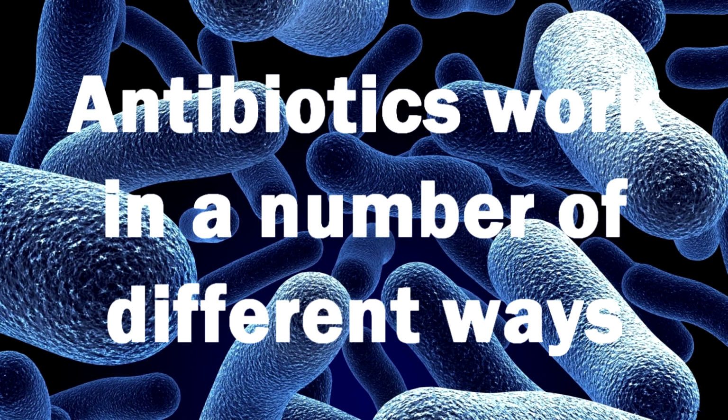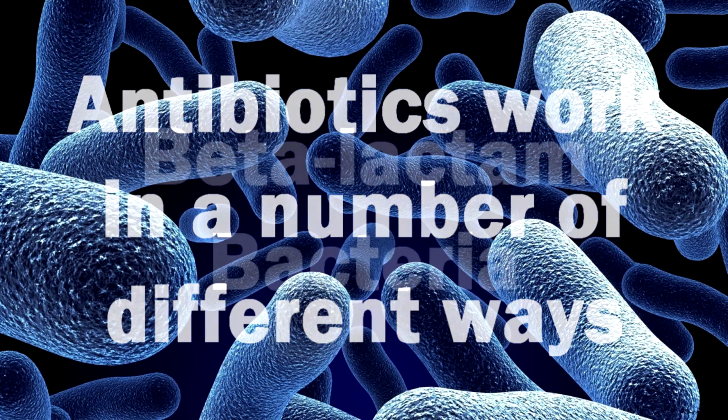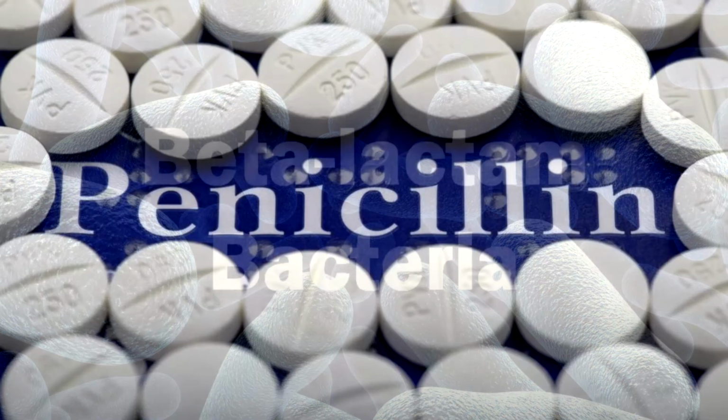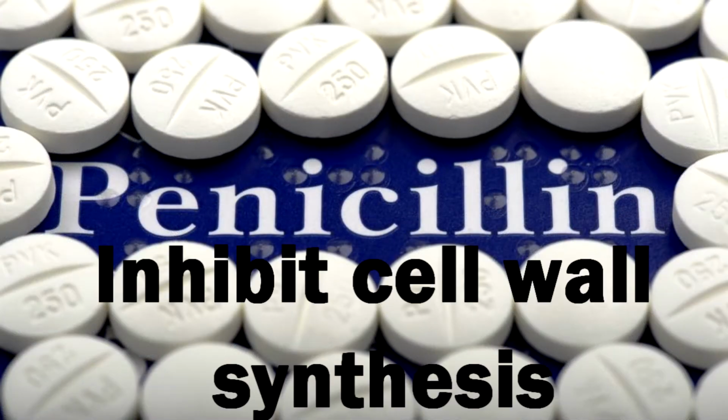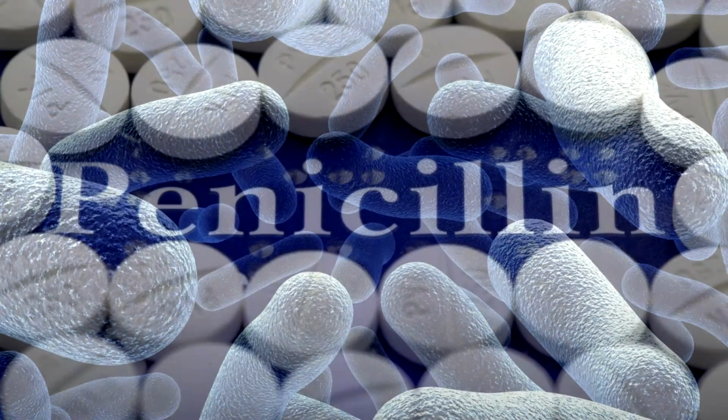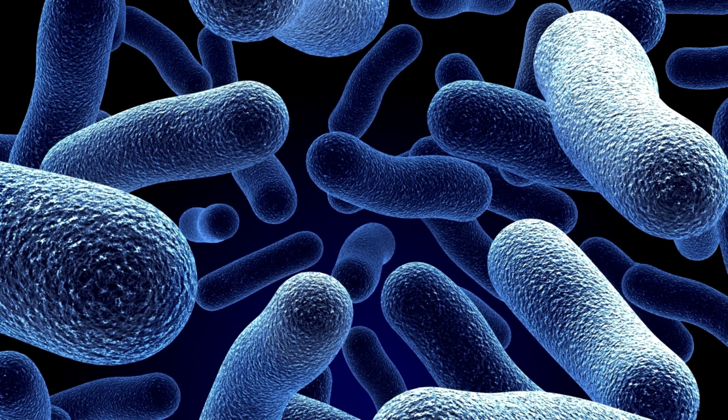Antibiotics work in a number of different ways. Beta-lactam antibiotics such as penicillins work by inhibiting cell wall synthesis, while some inhibit protein synthesis, nucleic acid synthesis, and the synthesis of folate. Some will also disrupt the phospholipid component of the cell membrane in gram-negative bacteria, leading to an increase in cell permeability and in turn cell death.